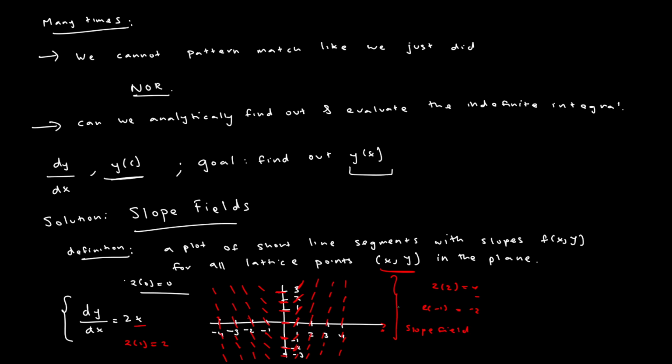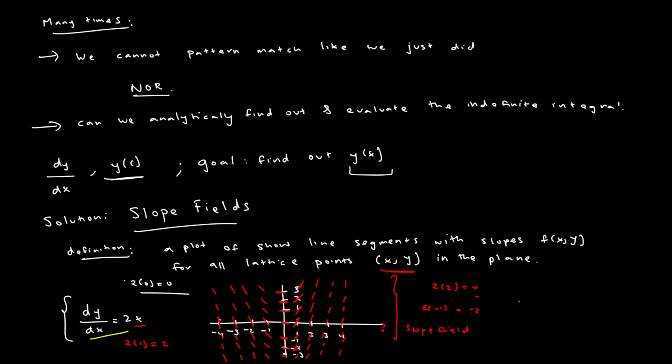Let's think about what the derivative is, right? The derivative tells us how a function, or how y, is changing at a point x. So for each of these lattice points, we're seeing how exactly that function will be changing at that particular point, at that instance.